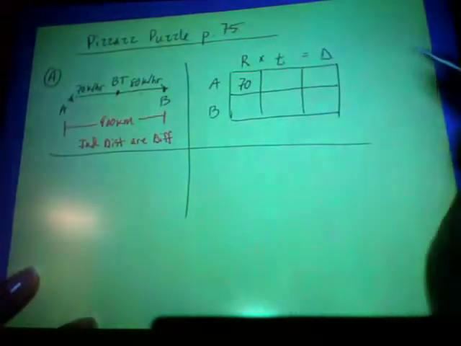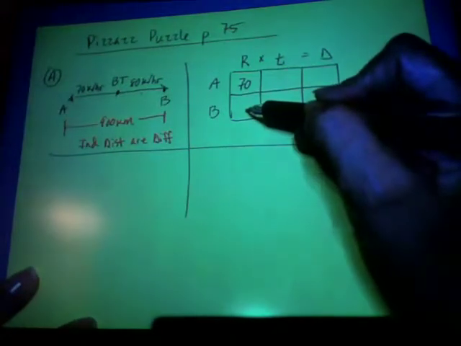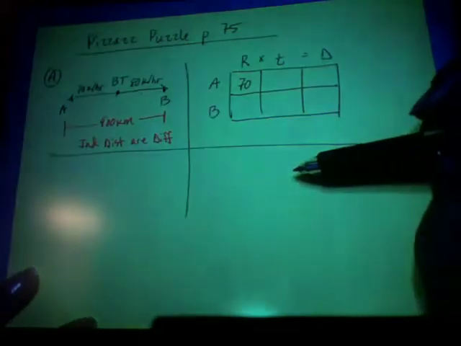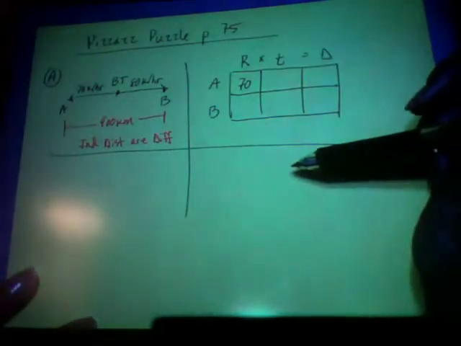Do you know the rate of truck A? What did we say it was? 70. So you're going to put a 70 in there. Do you know the rate of truck B? Look at your picture. What's the rate? Rate is always in miles per hour, kilometers per hour, something like that. That's your rate. So isn't it 80?